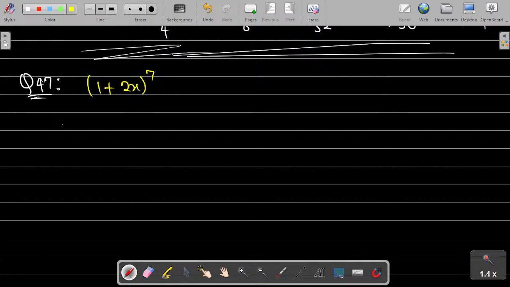So how do we go about it? So recall the formula that I just gave. So we have 1 plus 2x raised to the power of 7. So in that case, from my formula, our x is 1 and our y is 2x. So we can then go on and do our expansion.